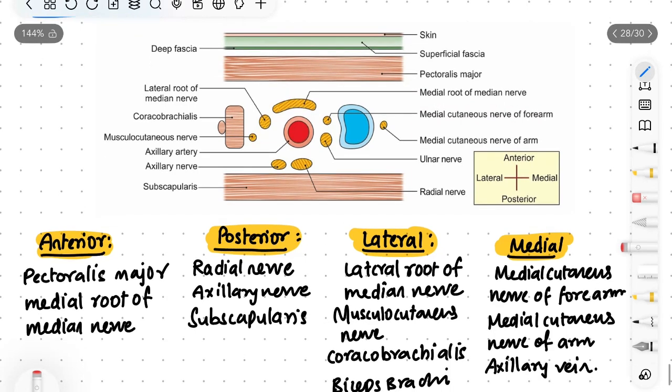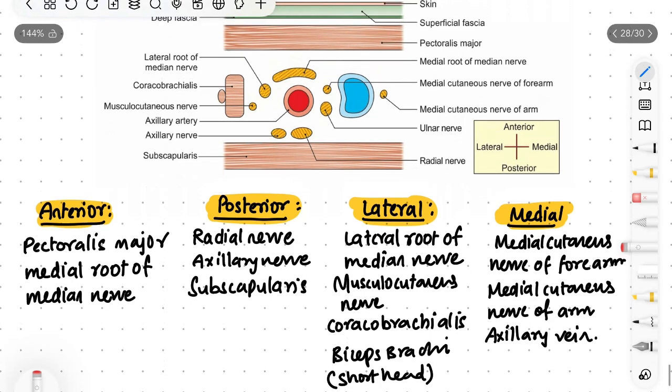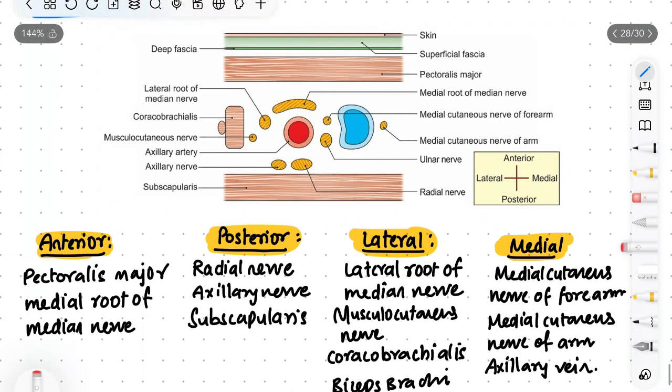Now in the posterior part we have the radial nerve, axillary nerve and subscapularis muscle. In the lateral part we have the lateral root of the median nerve, coracobrachialis, the short head of biceps brachii, as well as the musculocutaneous nerve. So these are the lateral relations. When we come to the medial relations, medially we have the medial cutaneous nerve of arm, the medial cutaneous nerve of forearm and the ulnar nerve along with the axillary vein.